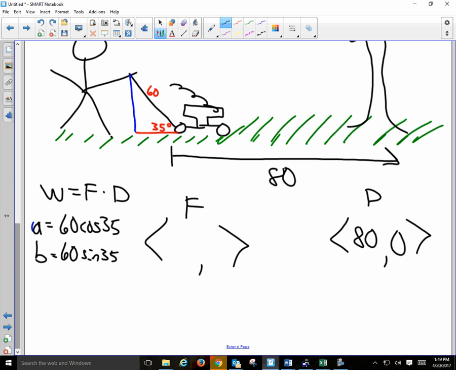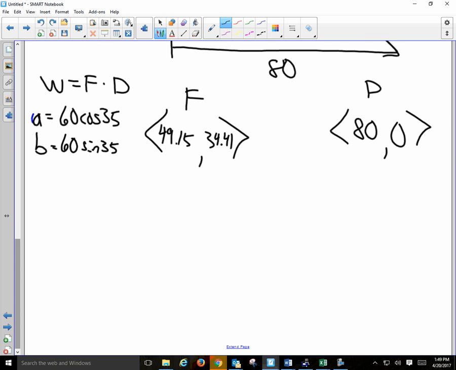What is 60 cosine of 35? And what is 60 sine of 35? So you multiply these together and you get your work that's done. Notice what happens with the 0. It cancels out the 34.41. So 49.15 times 80 is?